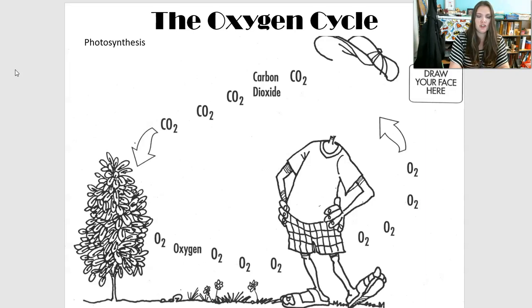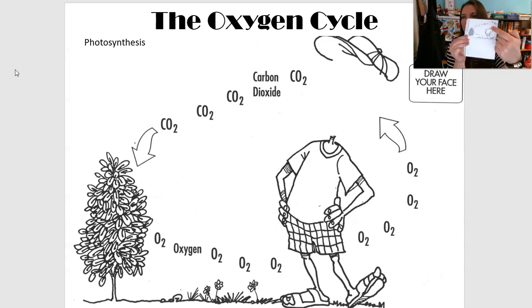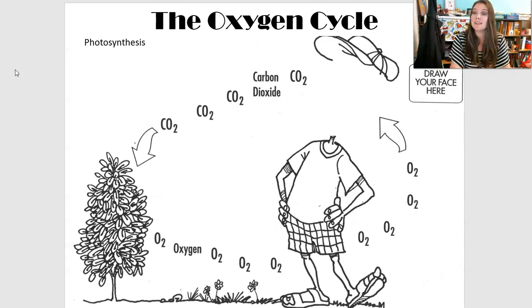So on page 2 of your plant journal, you have this same diagram that I do. So you can draw your face in there for the missing face. Make it yours because you are part of this oxygen cycle. Okay? Now, plants use carbon dioxide to help them in photosynthesis, which is the process that they help to make themselves. They make their own food.